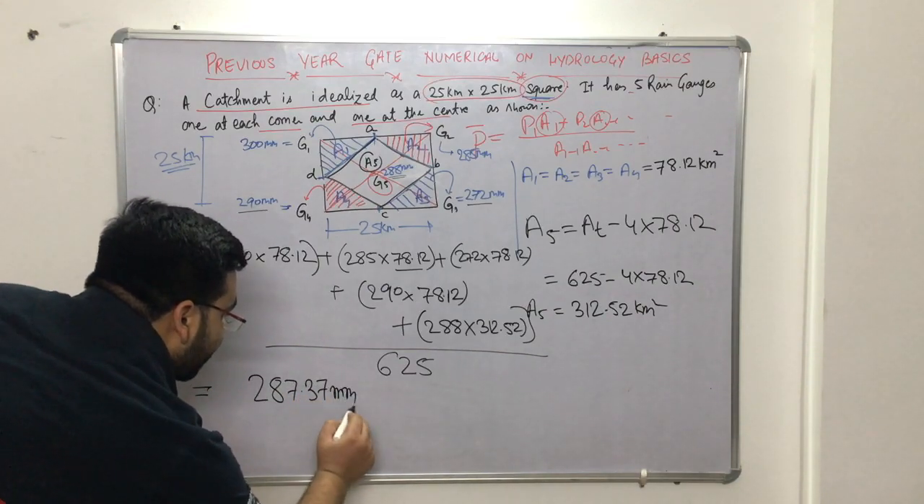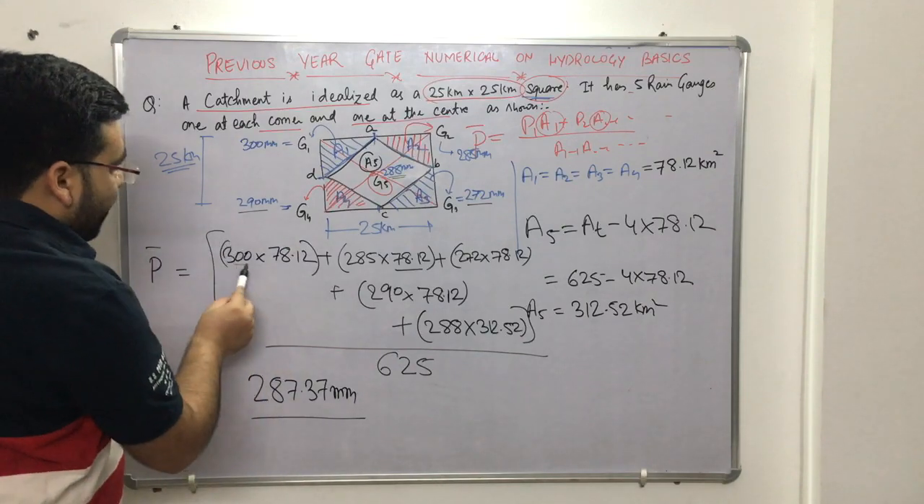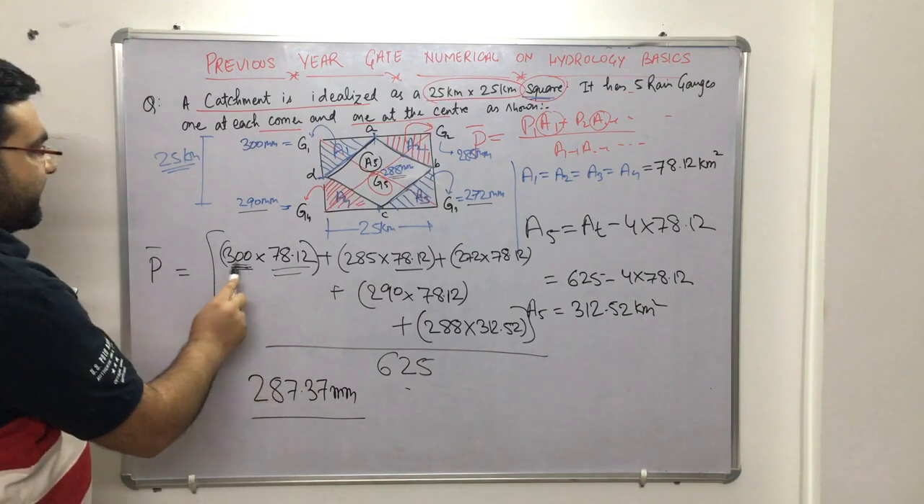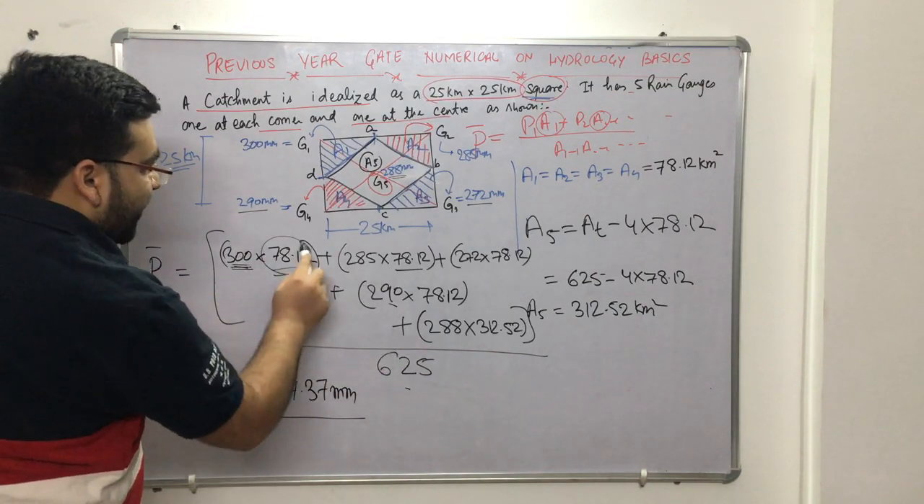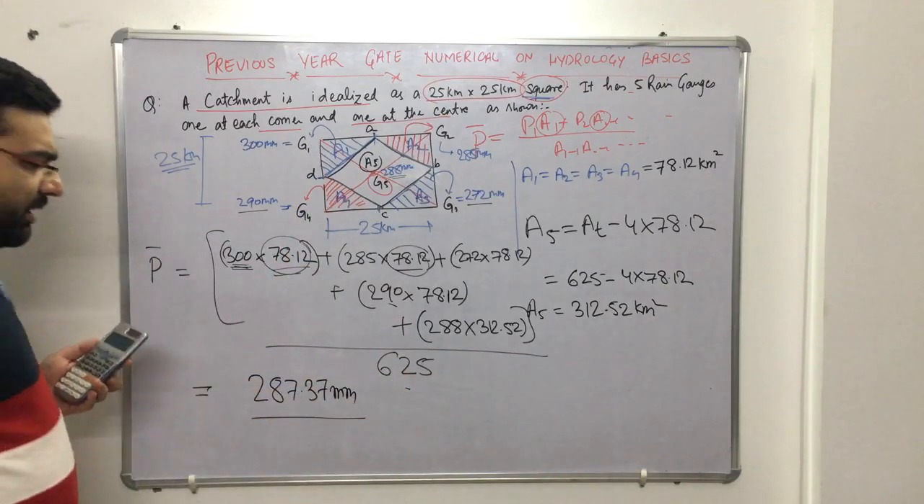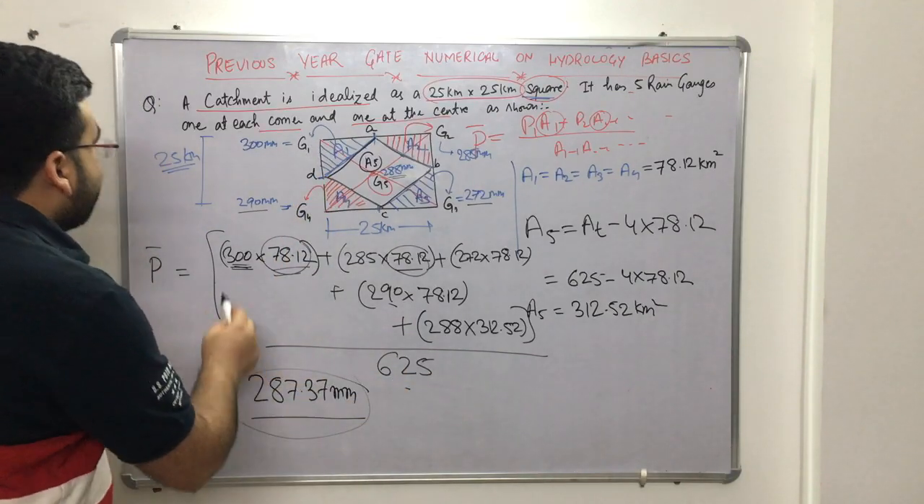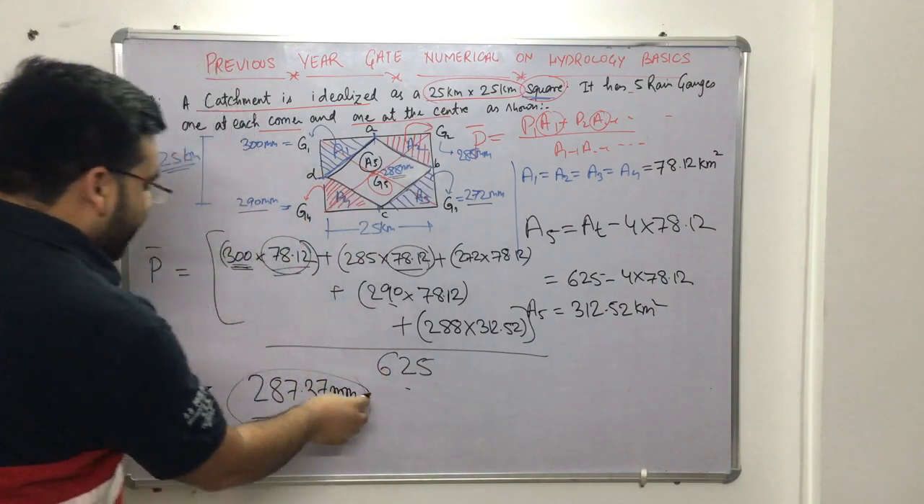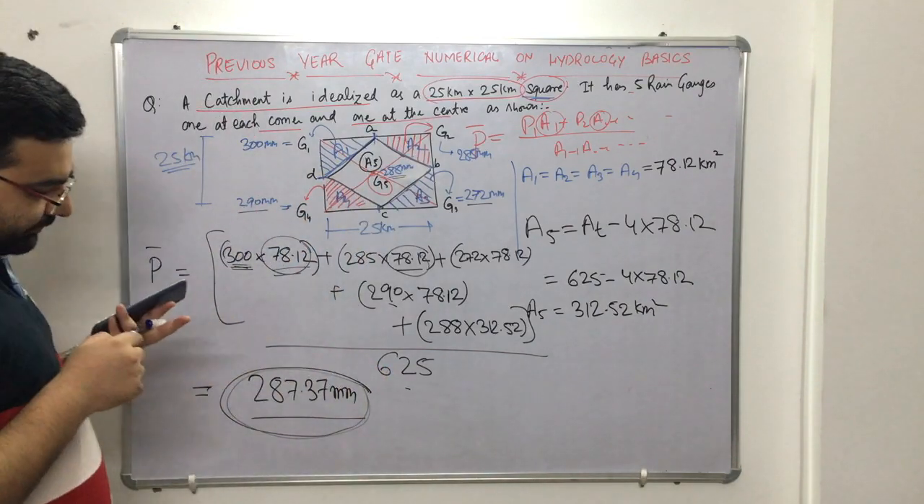287.37 mm. Now let's look at the units. This was in kilometer square. Other units were in just mm. This is in mm. These were in kilometer square. They got cancelled out from the denominator. Simple. So it is 287.37 mm. We have to get the answer to two decimal places, so the correct answer would be 287.37 mm.